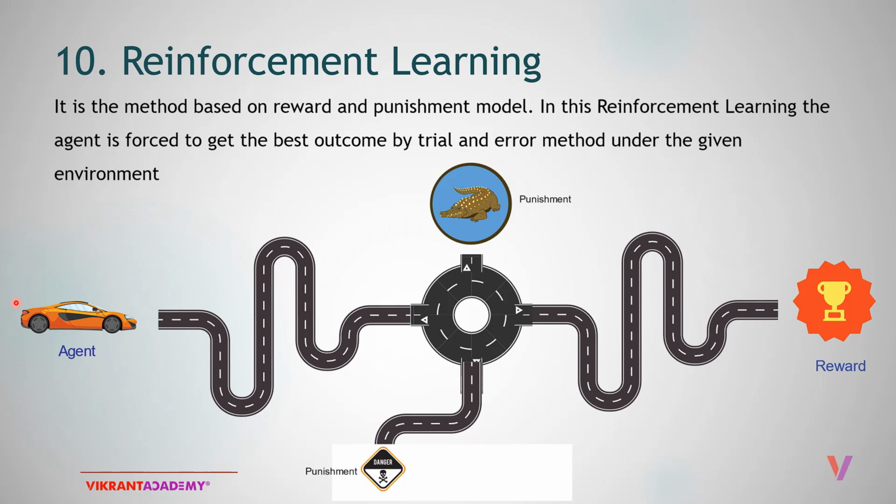If the car does not go to this destination, it will either cross to the punishments, which nobody likes, like getting eaten by a crocodile, or to the danger sign. So the best outcome for this car, the only outcome, is to reach its destination and get the reward. This is how reinforcement learning works, and we'll talk more about this in our upcoming classes.